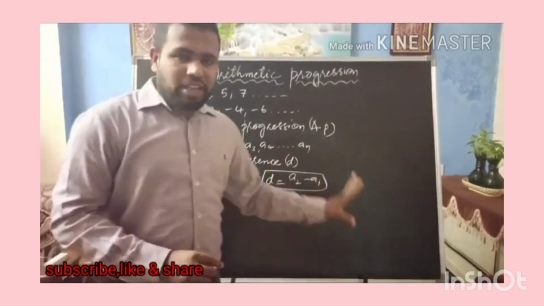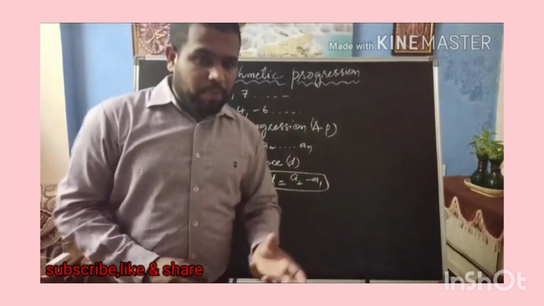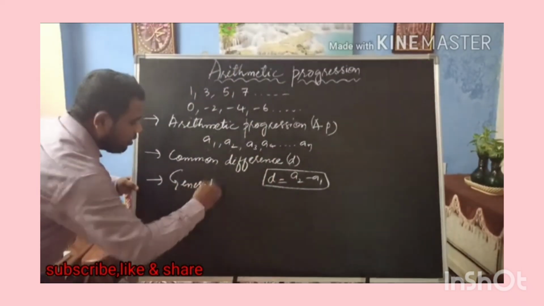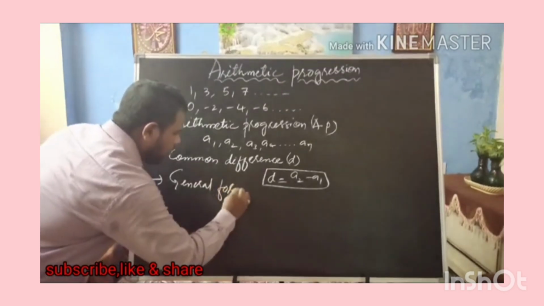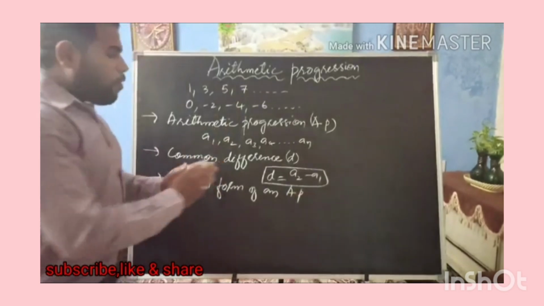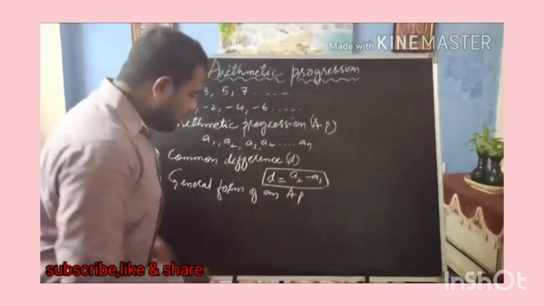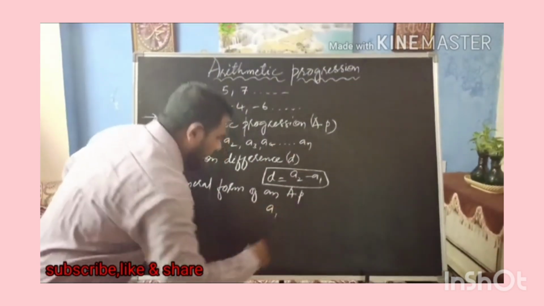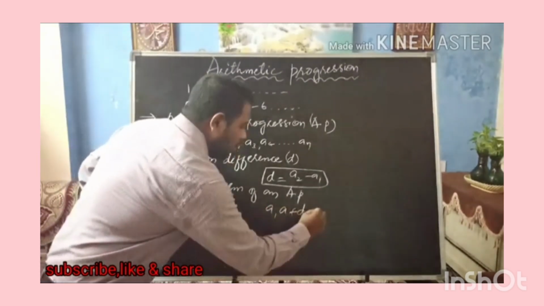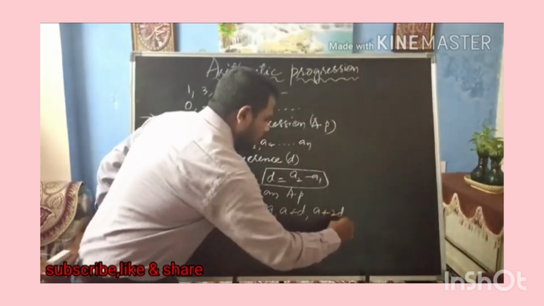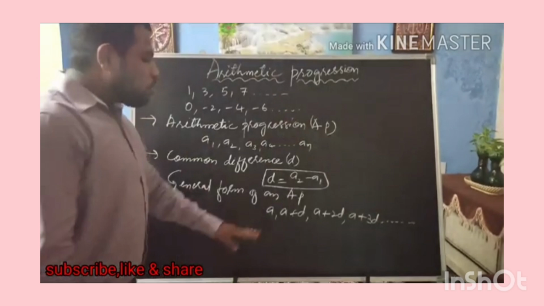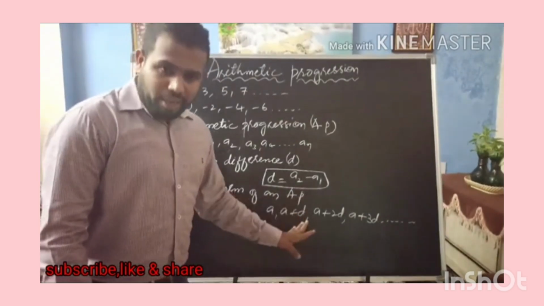Now we are going to see what the general form of an AP is. The general form of an arithmetic progression is very simple here. It can be written as A, the first term, comma, A plus D, comma, A plus 2D, comma, A plus 3D, and so on. So this is known as the general form of an AP.